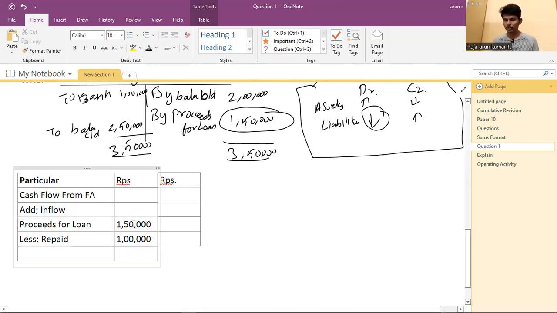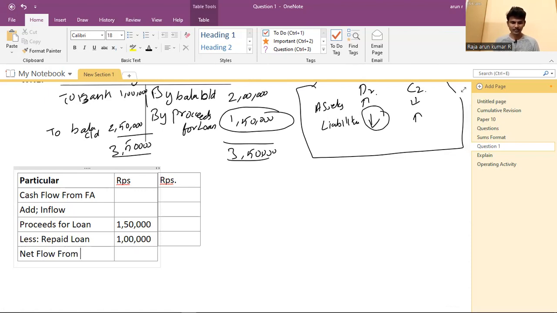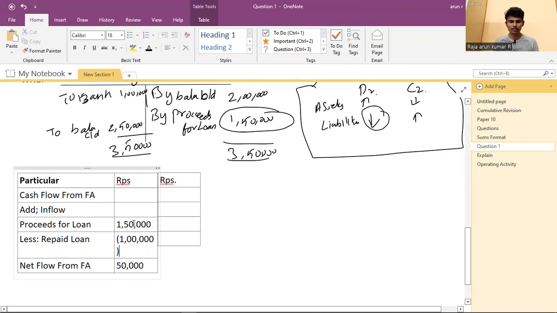Okay, then balances: proceeds from loan, inflow of cash, less repaid, that is repayment of loan, outflow of cash. Net flow from financing activities is 50,000. We less the 1 lakh.